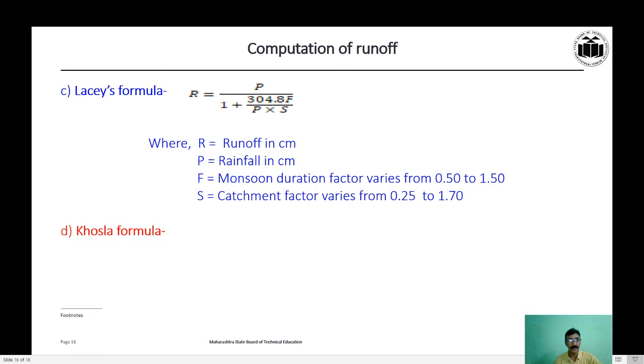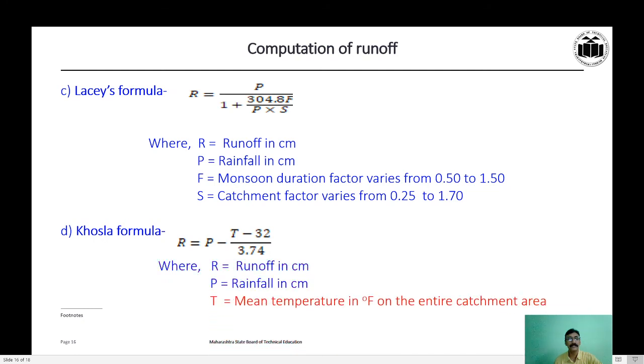Next one is Khosla formula. This formula is R is equal to P minus T minus 32 by 3.74, where R is runoff in centimeter, P is rainfall in centimeter, T is mean temperature in degree Fahrenheit on the entire catchment area.